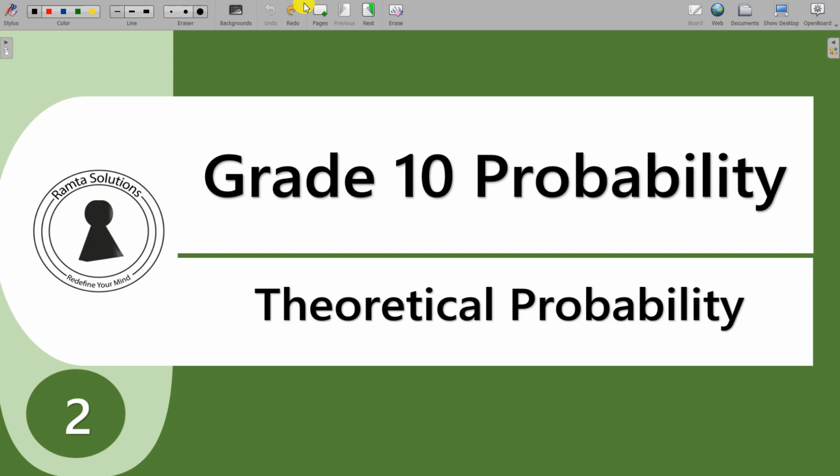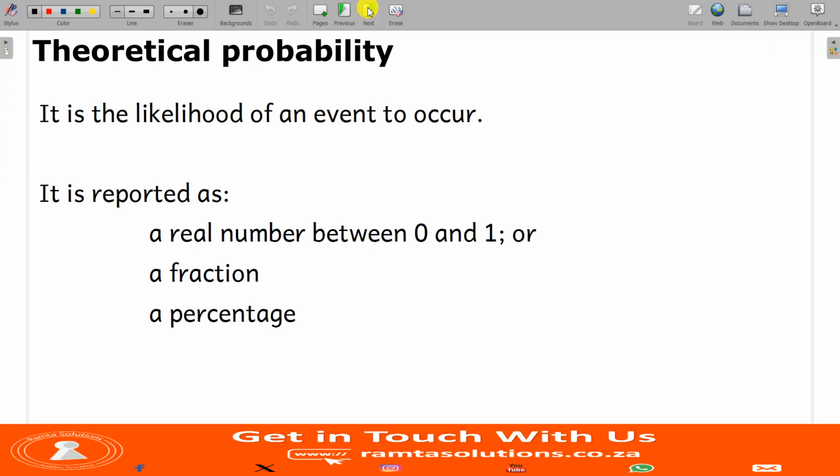Today we are looking at theoretical probability. Theoretical probability, or simply probability, is basically the likelihood of an event to occur. This is what we have been reporting all along. Remember, in the first video, the introduction video, we introduced this. But let's proceed.